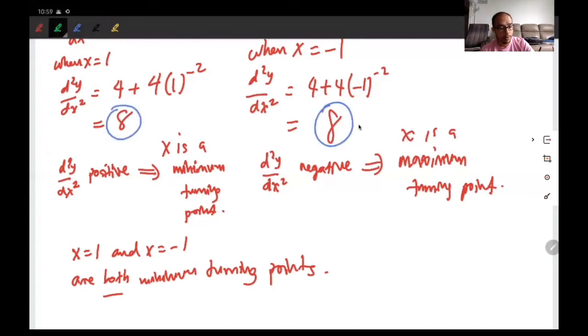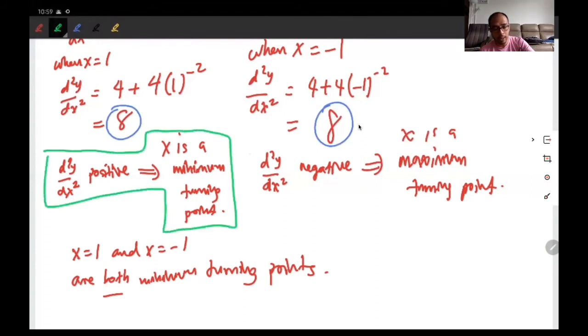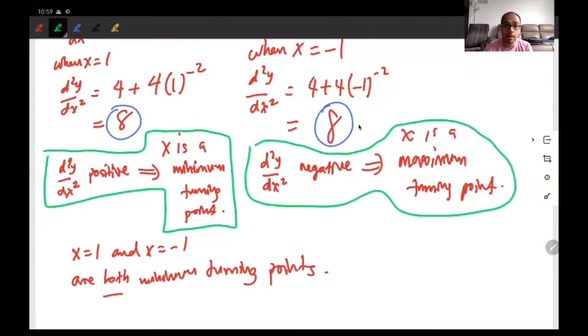Okay, so please take down this note, in case you want to answer a differentiation question. If the d2y dx2 is a positive number, then that particular x that you use is a minimum turning point. If your d2y dx2 is a negative number, that particular x that you use is a maximum turning point.